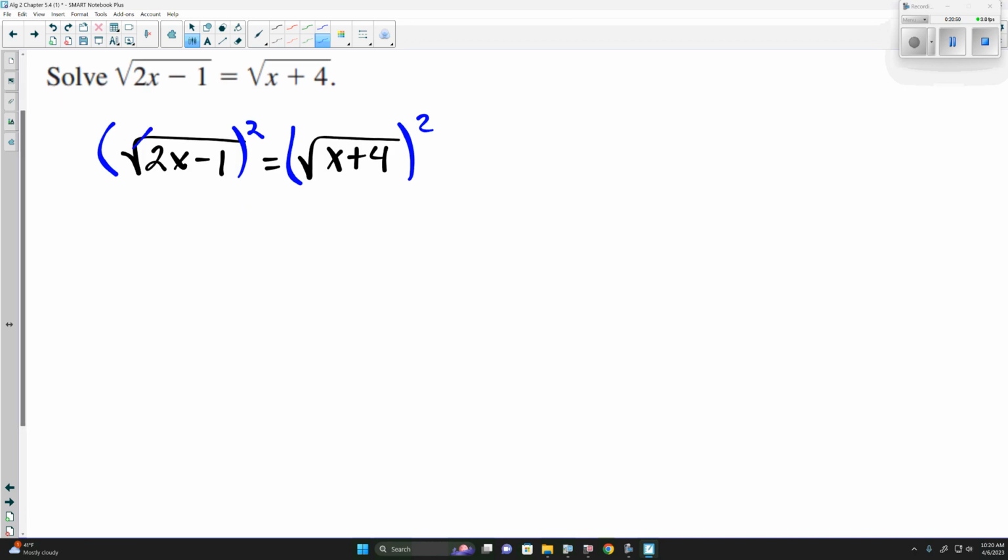Well, on the left-hand side, the square root and square cancel, leaving me with 2x minus 1. The right side, square and square cancel out, leaving me with x plus 4. Step 3, are there any radicals? No. All the radicals are gone, yes? So we just need to solve.